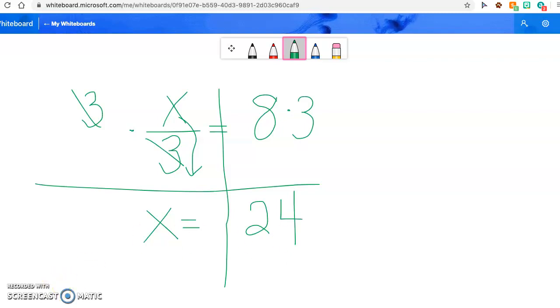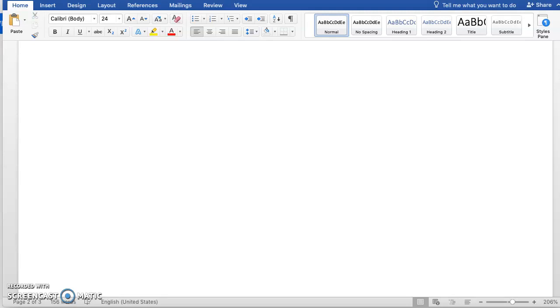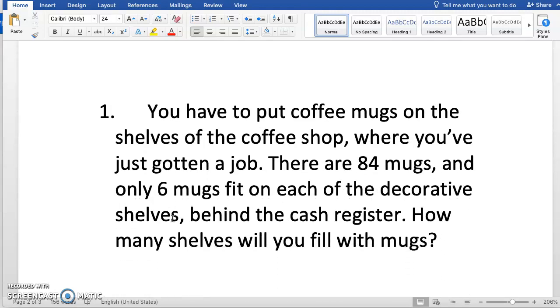And hopefully you have gotten all of that in your notes, and now I have a couple of equations that I want you to solve on your own. Yes, you need to get these in your notes, so here you go. There's just 2 of them. You have to put coffee mugs on the shelves of the coffee shop where you've just gotten a job. There are 84 mugs, and only 6 mugs fit on each of the decorative shelves behind the cash register. How many shelves will you fill with mugs?